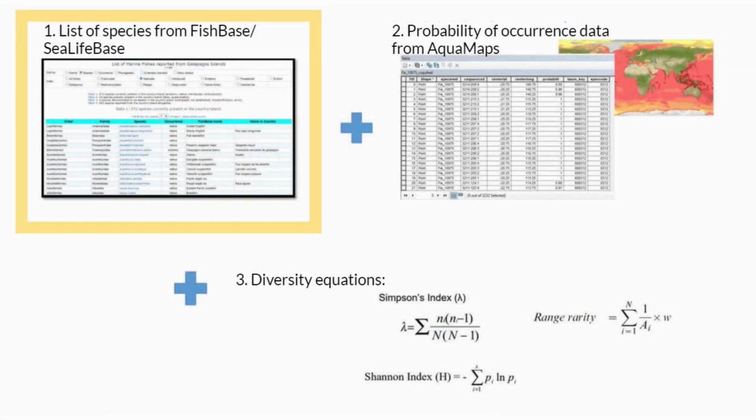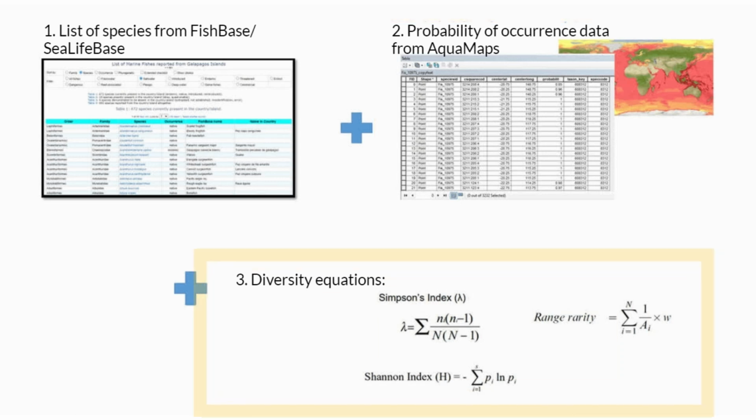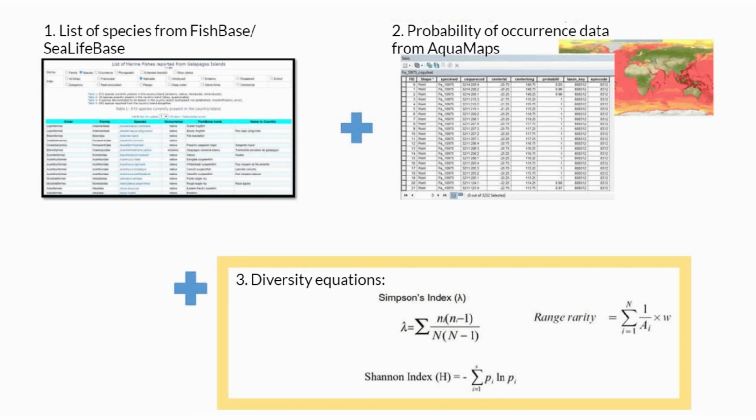Using the species information page, we can find data and create different biodiversity maps. We can determine what species are there in a country, EEZ, marine ecoregion or LME. Predicted occurrence of these species are extracted as georeferenced points from AquaMaps. Diversity equations are used to compute for species diversity representations such as Simpson's and Shannon indices and range rarity.